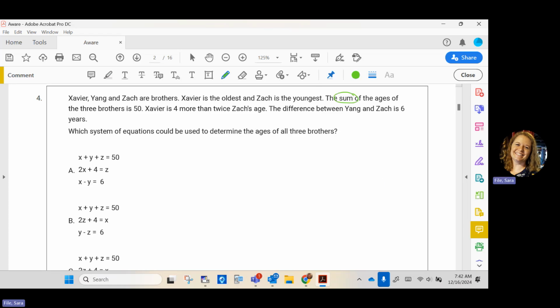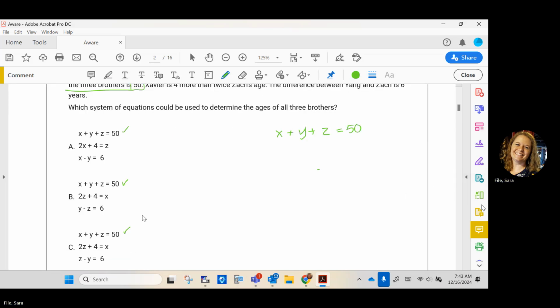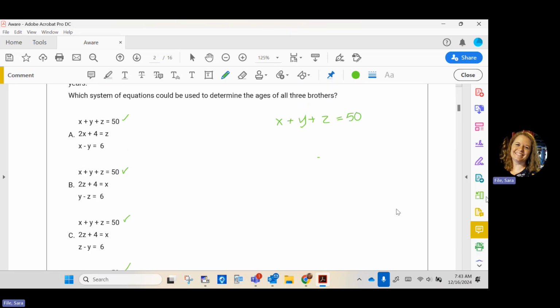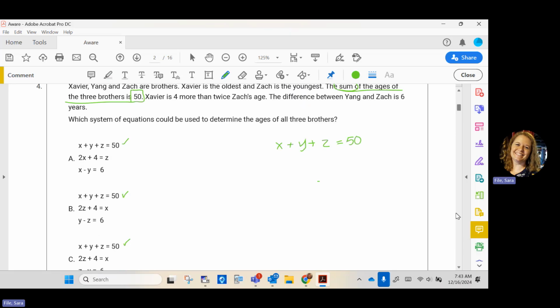The sum of the ages of the 3 brothers is 50. Okay, sum means to add. So if I'm adding all 3 brothers together, luckily their names start with X, Y, and Z. How handy. So the sum of all 3 of their ages is 50. So that's definitely one of the equations. So these all have that one correct. Let's see if D did as well. Yeah. All right, so I can't eliminate any based on that first equation. They've all got that one right.